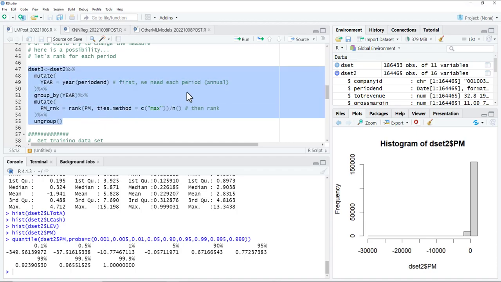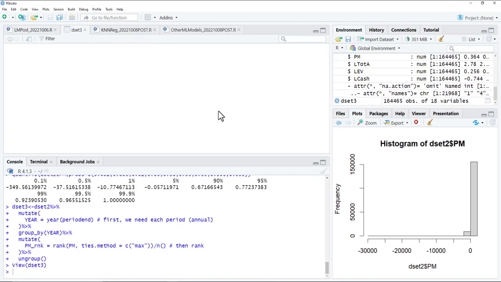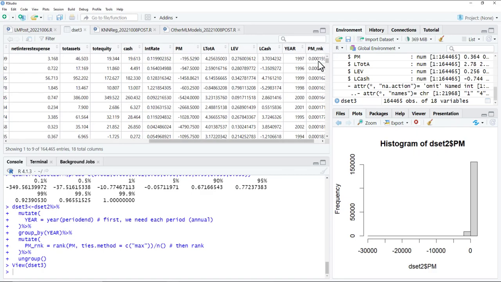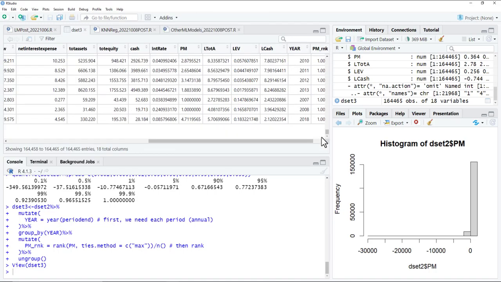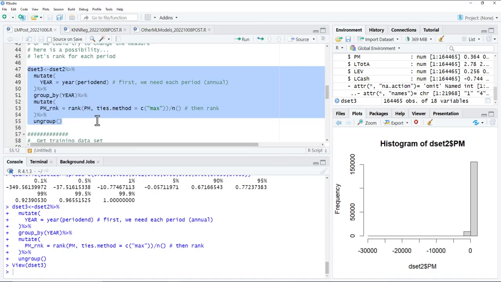So if we run this and look at the data, you will see at the end here, we've got this ranking that goes from 0 or near 0 up to 1. So then we've got a ranking in percentile terms. What that does is allow us to keep these extremes, but just puts them in order, and there are no extreme values because it's just a count of the ranks.